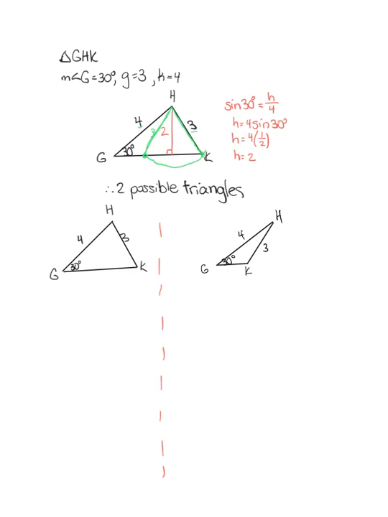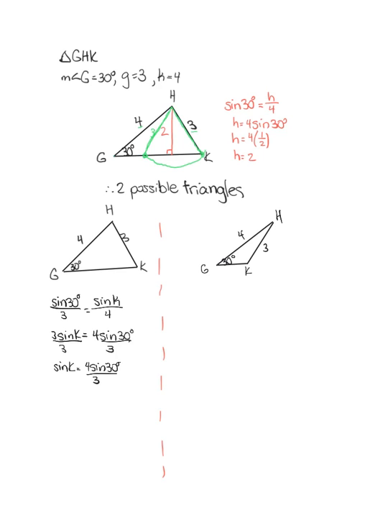I see that I've got the 30 and the 3 is opposite the 30. K is opposite the 4. So I can use my law of sines to set up this problem. Sine 30 degrees over 3 is equal to sine of K over 4. Cross multiply. So 3 sine K is equal to 4 sine 30. Divide by 3. Sine K is equal to 4 sine 30 over 3.